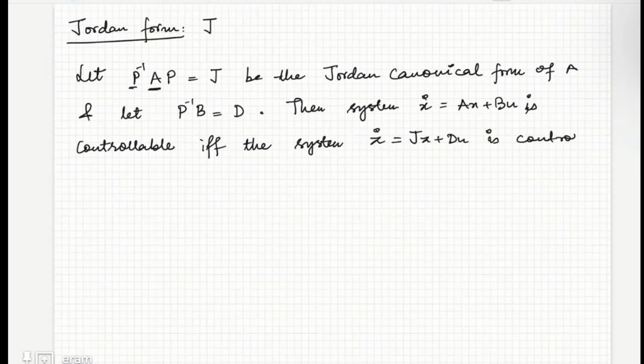All right. So suppose we are given the Jordan form of the system, and the question asks whether the real actual system is controllable or not. Then we can check controllability of this Jordan system, and that equally means that our actual system is controllable. All right. And how does this Jordan form look like?